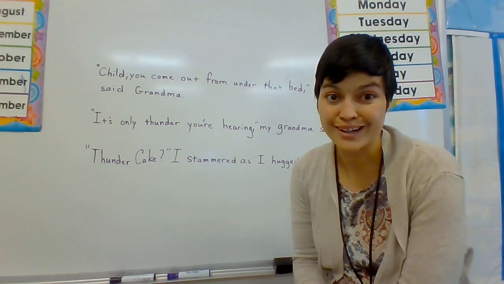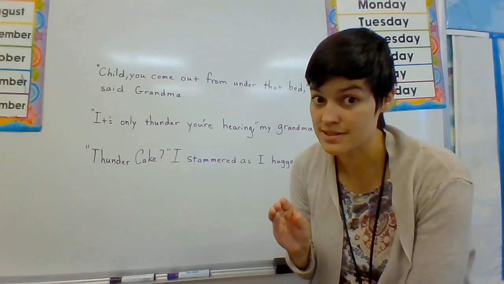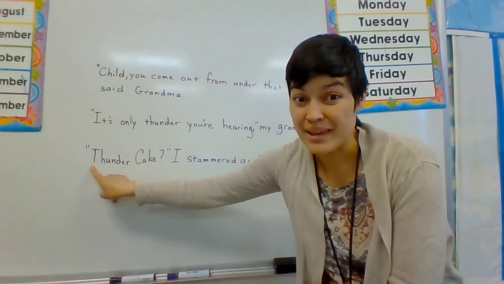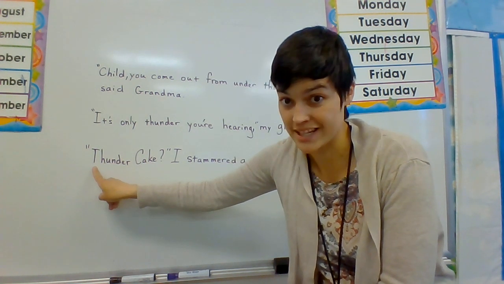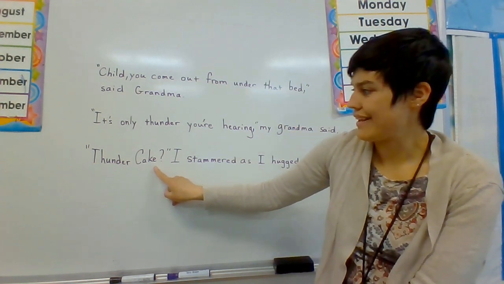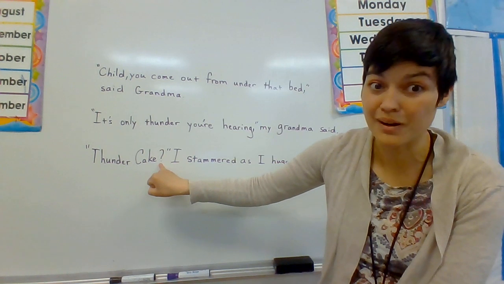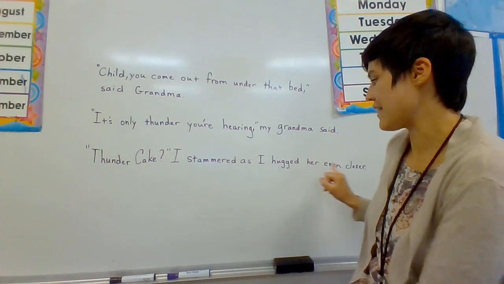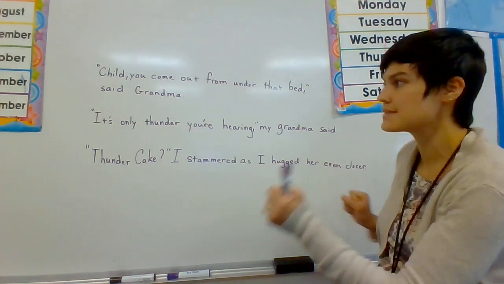So remember, quotations need to go around the exact words the characters say. There needs to be a capital letter to show quotation. So quotation marks, capital letter. And then if it's a question, you're going to put a question mark, quotation marks, and then who said it with a period at the end of that whole sentence.